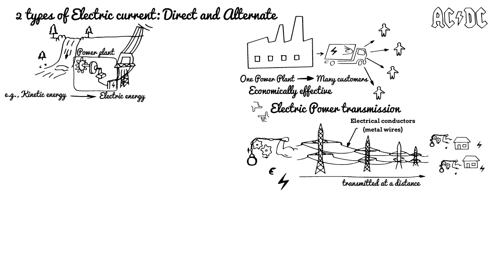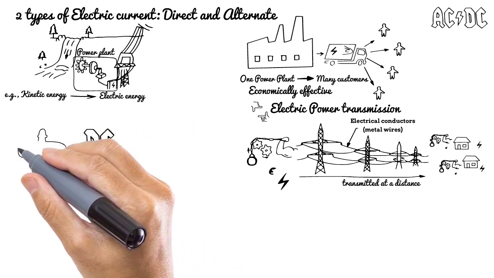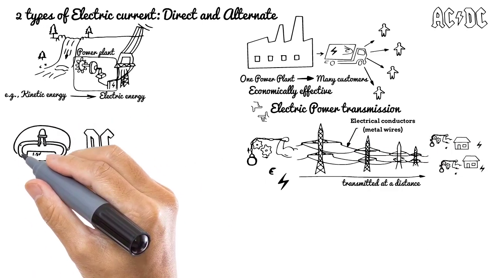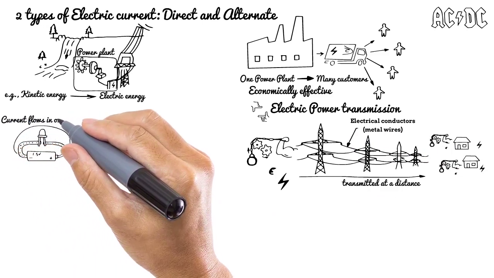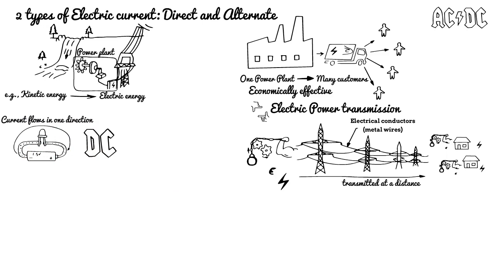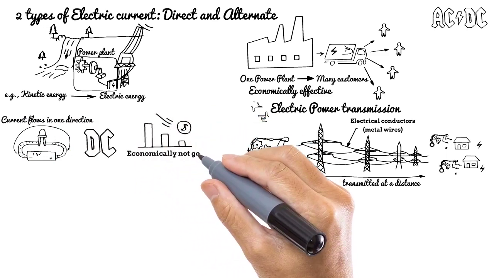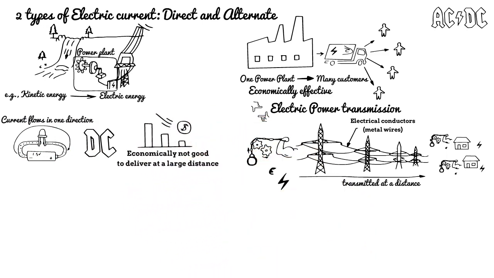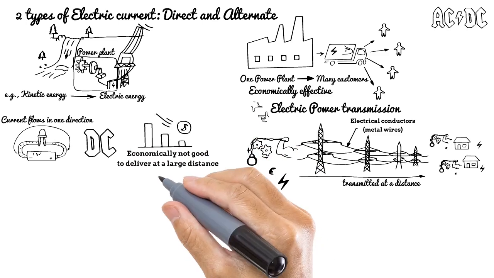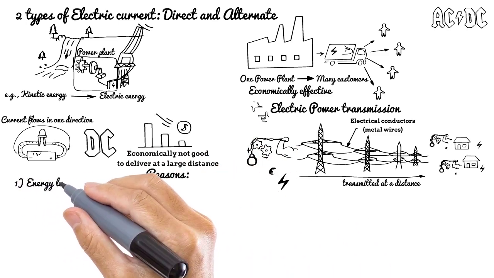Early in history, and in prior examples in this video, direct current was used. Direct current has a property that it always flows in one direction, from a preliminarily specified negative terminal of the energy source towards the positive terminal. It turned out that direct current is economically not good to be delivered to consumers at a large distance. 3 reasons are behind it.